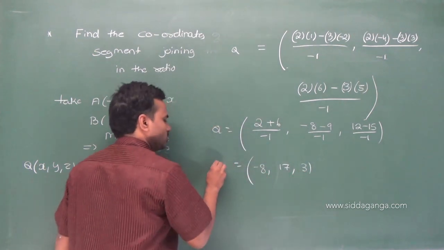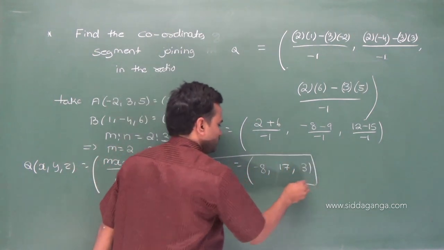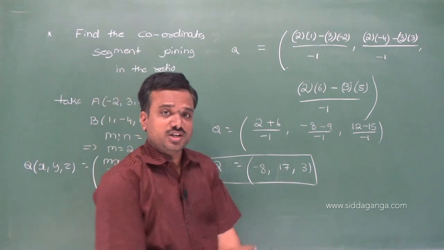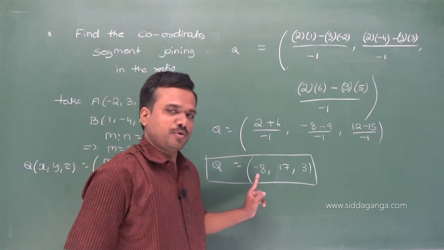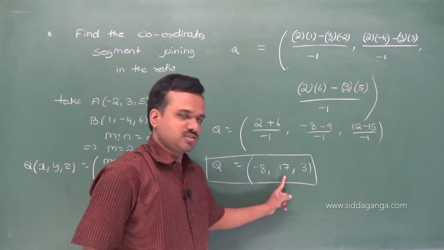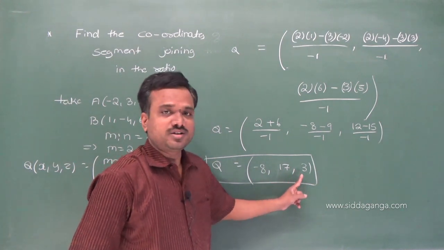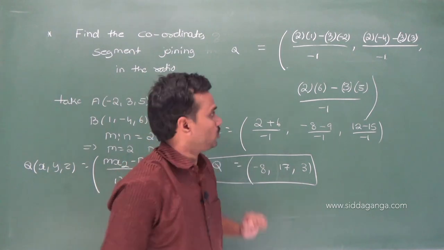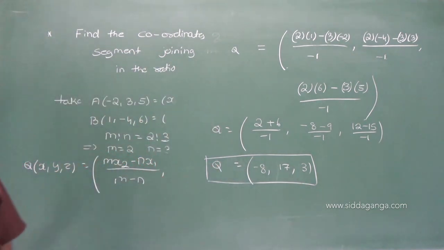This is what? The coordinate of the point for which one? External division. The coordinate of the point for external division is given by minus 8, plus 17 and 3. Is it clear? Okay. We solve another problem.